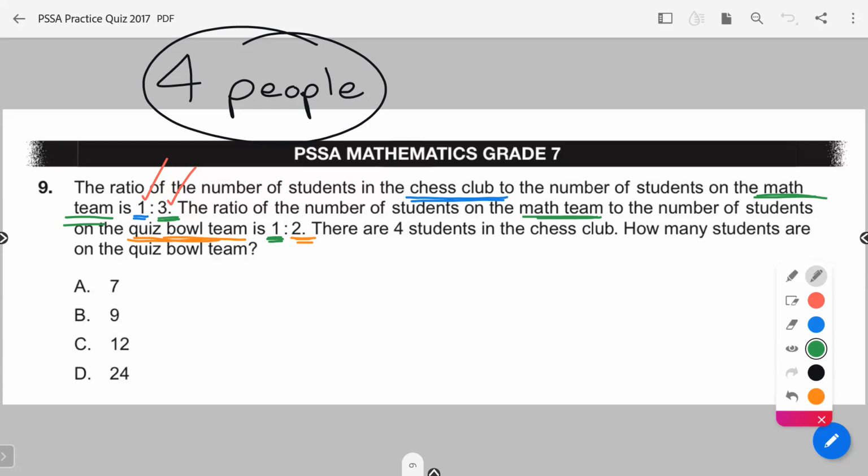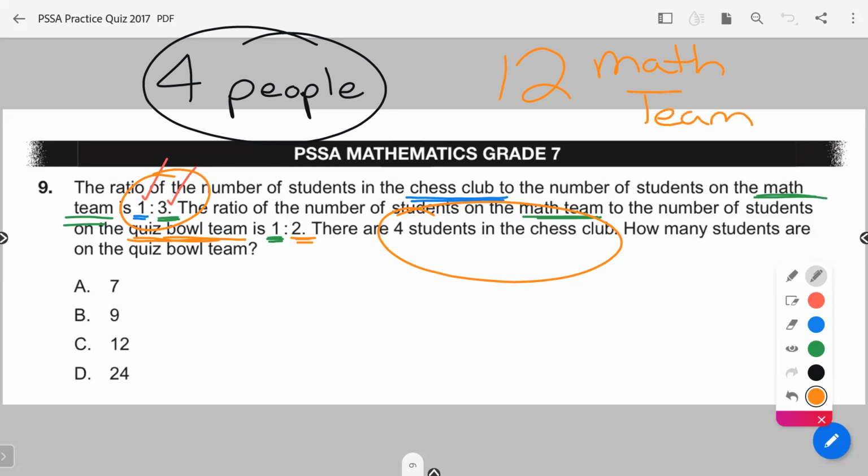So these are important facts to know. You go back to the first sentence: there are 3 times as many math team members as there are chess club people. And when you go to the second sentence, there are 2 times as many Quiz Bowl team members as there are math team members. Then they give us the nugget that we need: 4 students are in the chess club. So you come back up to my first ratio, 1 to 3. The math people outnumber the chess people 3 to 1, 3 times more. So if there are 4 students in the chess club, 4 times 3 means there are 12 students on the math team.